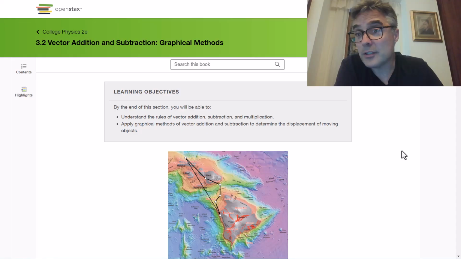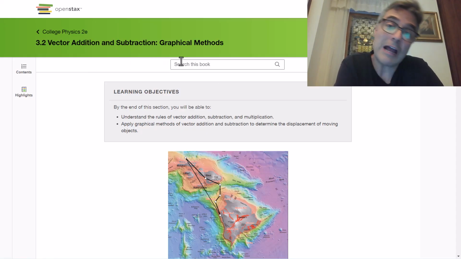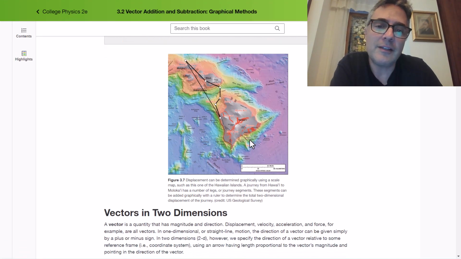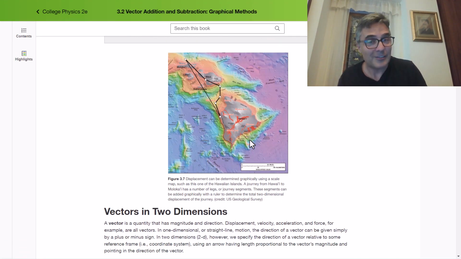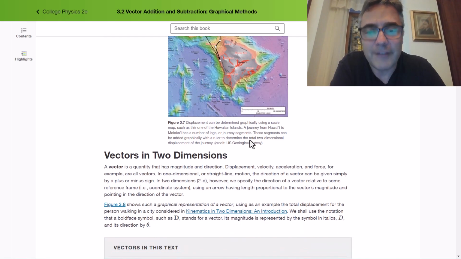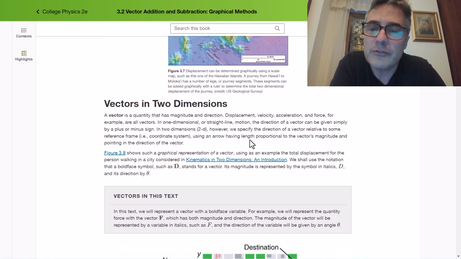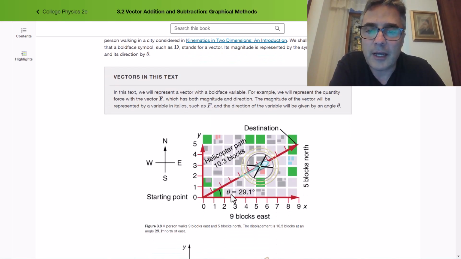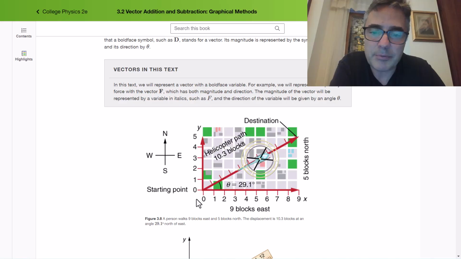Section 3.2 is on vector addition and subtraction using graphical methods, and then section 3.3 will be on components. The basic idea is that scalars are normal numbers that you're used to, and you can use a calculator to add them up. But vectors are not like scalars. You don't just add them on a calculator. You have to think about what they're doing. They give this example again of 9 blocks east. If you take that as a vector and add it to 5 blocks north, you end up with this diagonal.